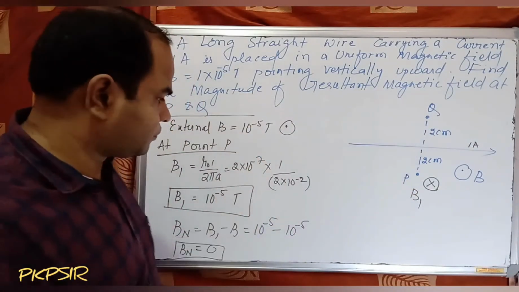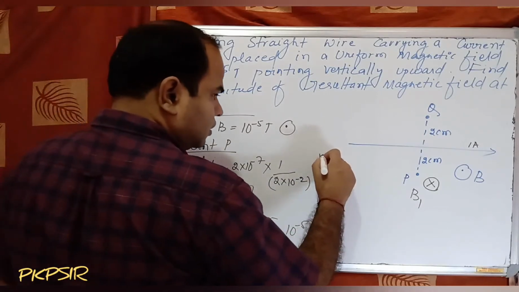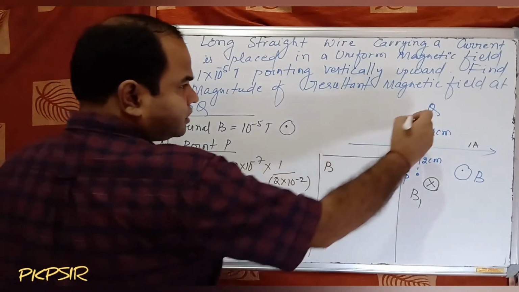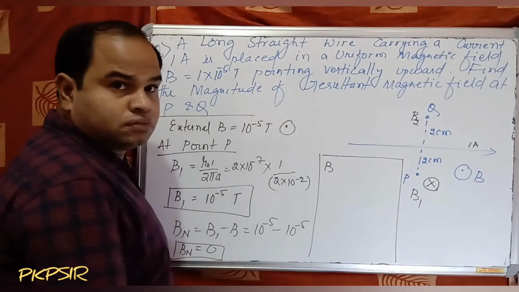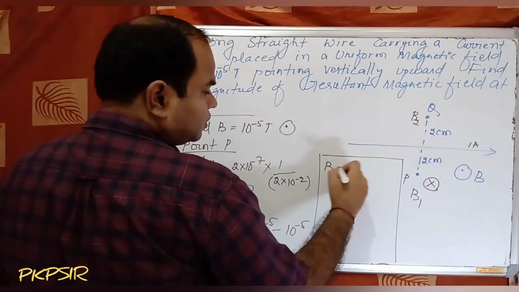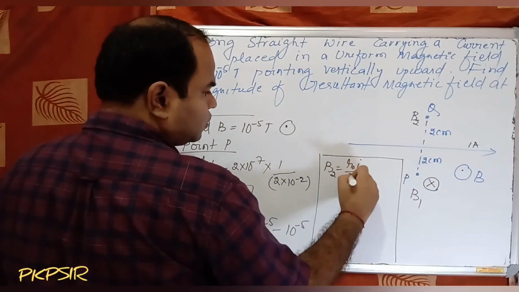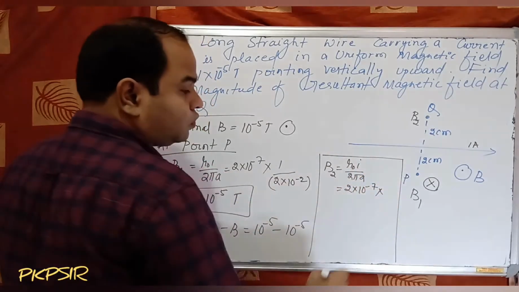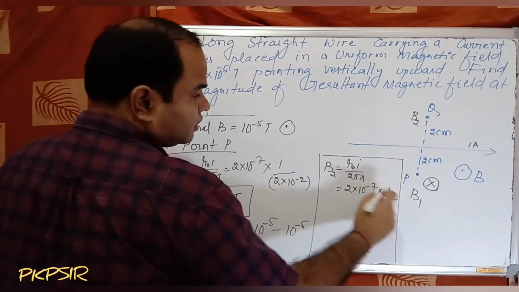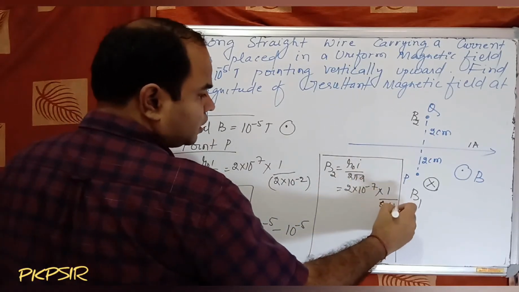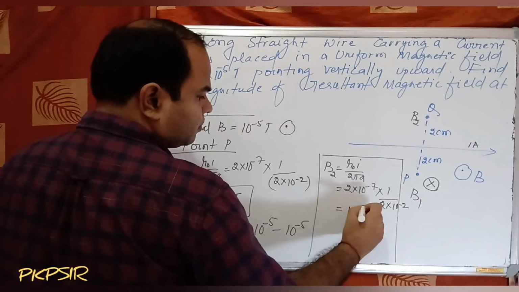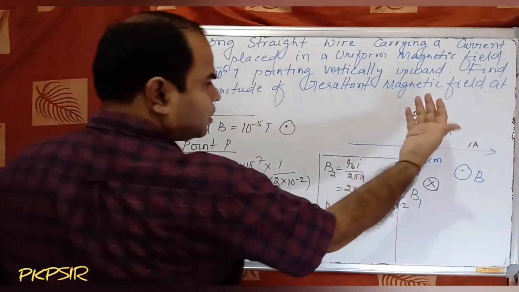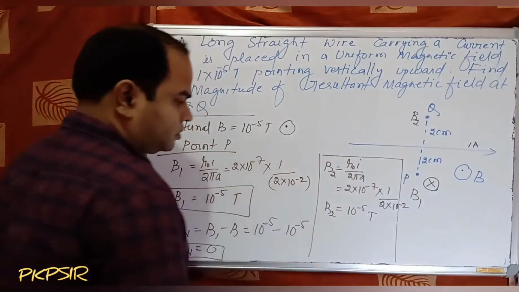Now for Q. Okay, Q. At Q, let us say the magnetic field produced by the current 1 ampere is B2. So B2 is equal to mu naught I by 2 pi A. That is 2 into 10 to the power minus 7 into 1 divided by A, which is 2 cm, so 2 into 10 to the power minus 2. So the same thing, 10 to the power minus 5 Tesla. What is the direction? At point Q, the direction is outward.